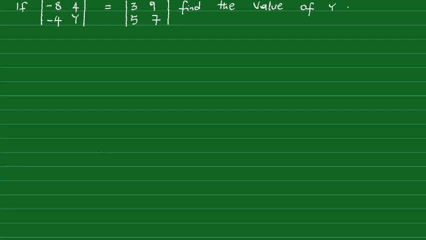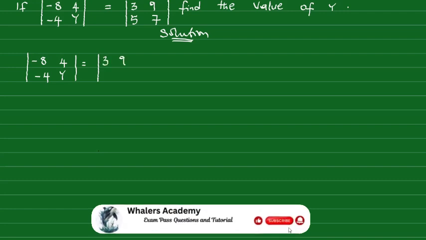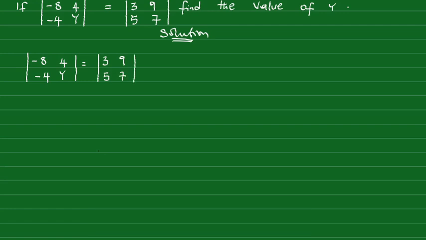Quickly, we dive into this by writing solution. Next, we copy out what we've been given. We have determinant of -8, 4, -4y is equal to determinant of 3, 9, 5, 7. Now, in order for us to get our value for y, we proceed to look for the determinant of both sides of our equation, and that will help us get the value of y.